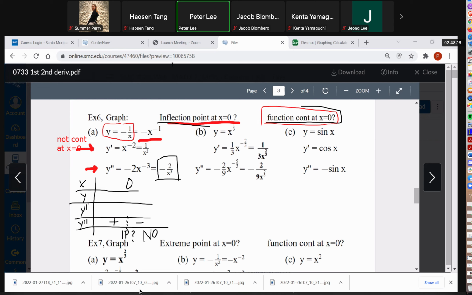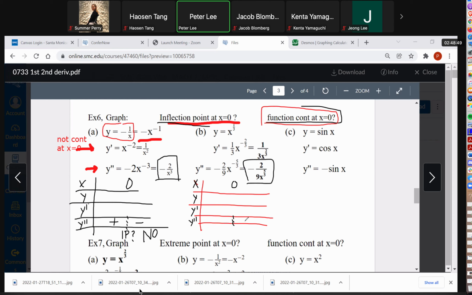Example on part B. Let's look at this guy. Same thing here. We write x, and then y prime, and then y double prime. So let's see what happens at 0. At 0, the y double prime is undefined, so I'll put a dotted line here.